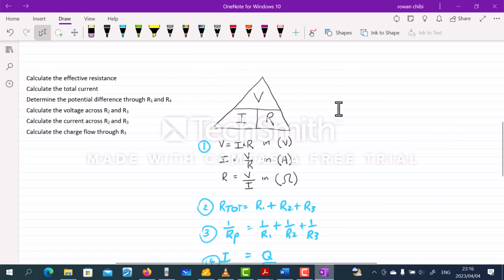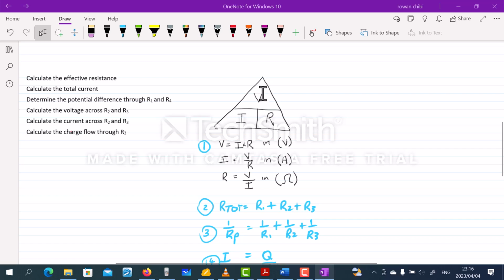Okay, before we go to questions, let's check the formulas. There are 5 formulas that you must know in order to be able to answer any question in this topic. So the first formula is the one we know as Ohm's law. We used to do that triangle in grade 9, and we put the V on the top, the I on the left, and the R on the right. As you can see, V is the numerator, and I and R are the denominator.